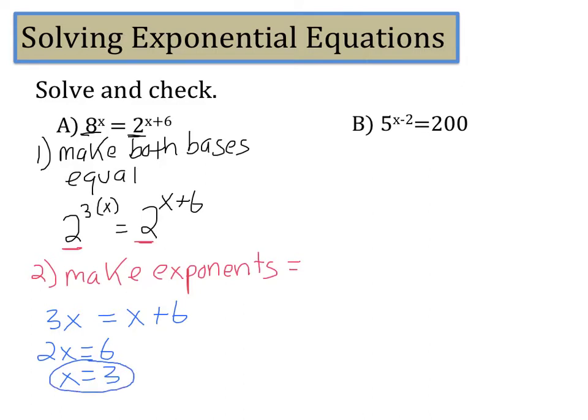There are two main steps here. First step is to make both bases equal. I did that by changing 8 to 2 raised to the third. And the second step is to make both exponents equal.